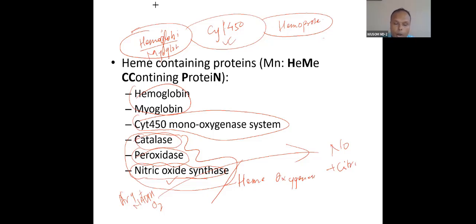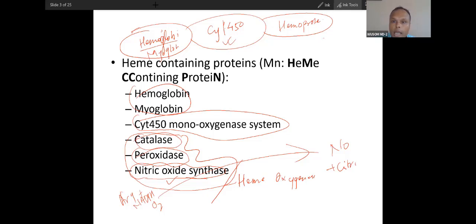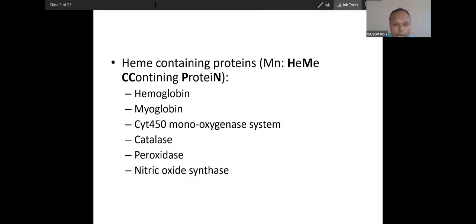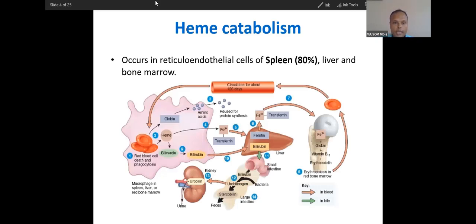So these three groups of proteins will actually have heme inside, and the heme will be degraded. The sources of heme are these proteins. The main source is hemoglobin and myoglobin. The second source is the cytochrome P450 system. And the third source is the heme proteins catalase, peroxidase, and nitric oxide synthase. So now you can easily understand how heme is catabolized.